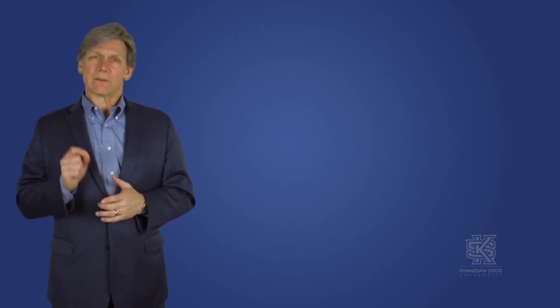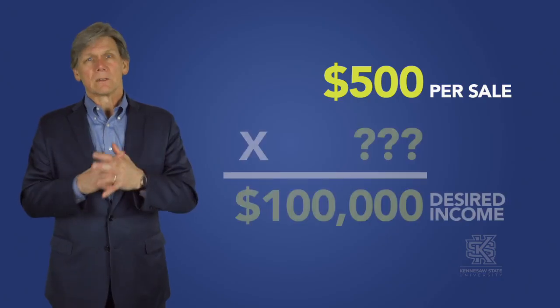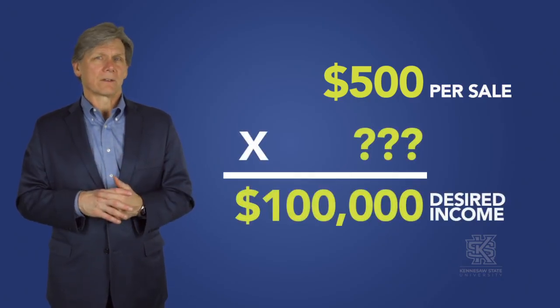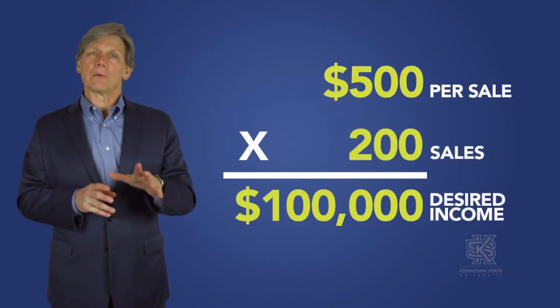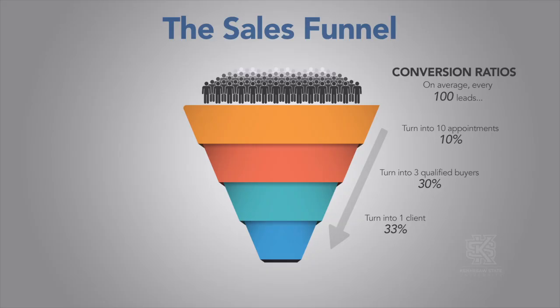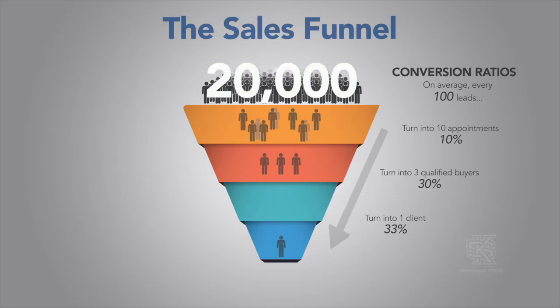So what does this mean to you? If the average sale results in $500 in commission to you, and you want to make $100,000, you will have to make 200 sales. And how many leads do you have to approach in order to make 200 sales? So if for every 100 leads you reach out to, you gain 10 appointments, a 10% conversion ratio, and 1 sale results from those 10 appointments, again, a 10% conversion ratio, how many leads do you have to have in order to make 200 sales? You would need to reach out to 20,000 leads.